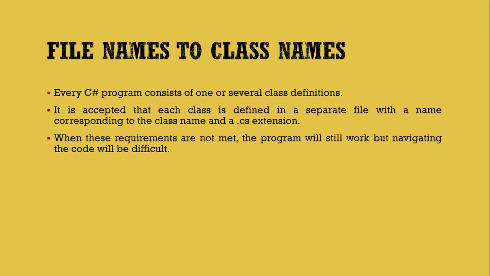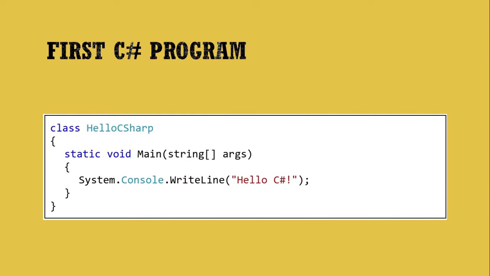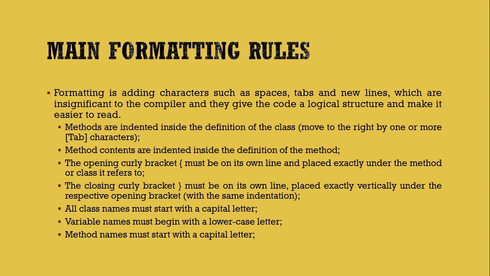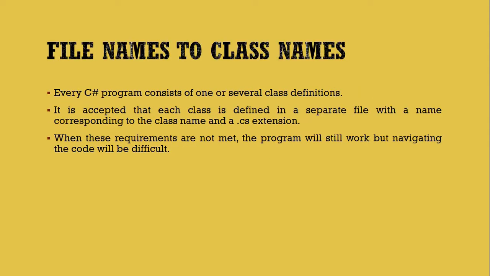So if you're about to name a class, let's say this class HelloCSharp, then the name of this file should be HelloCSharp.cs. That is how you have to name your classes, and it's better to create a separate file for each of your class definitions.